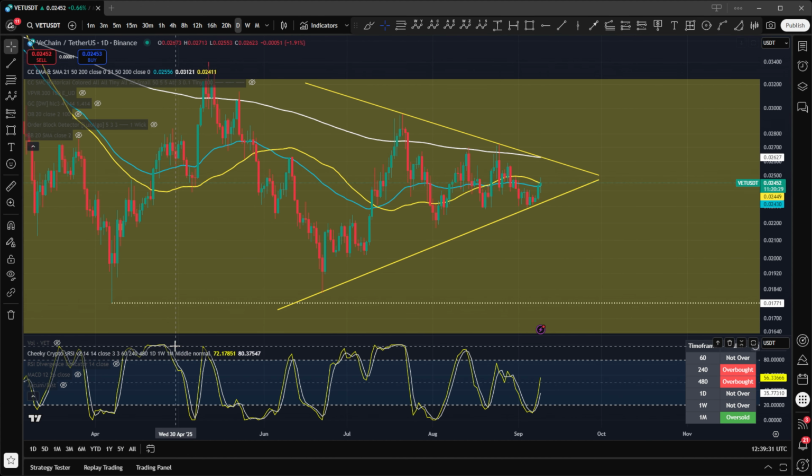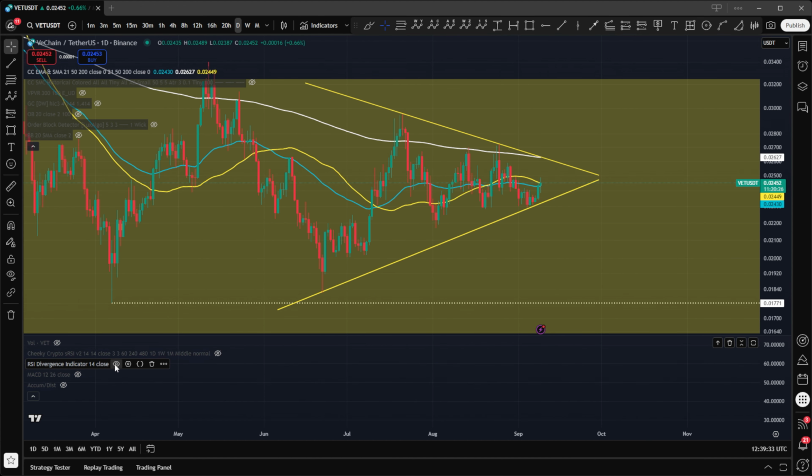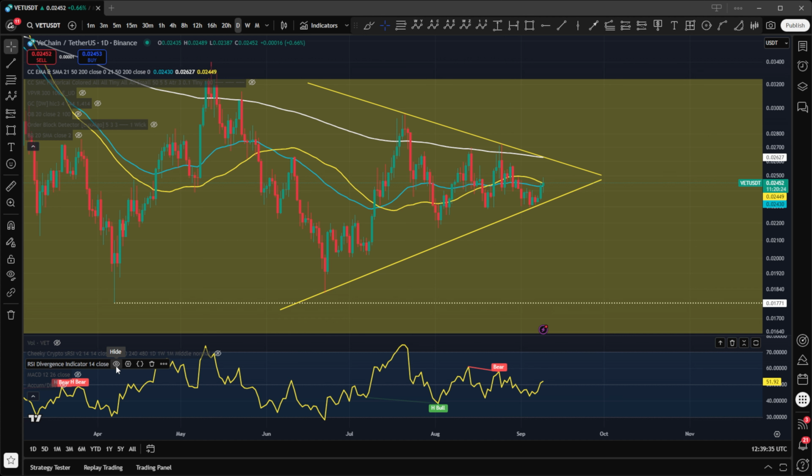downside. Now, if I turn off the stochastic variation and bring in the regular relative strength index, RSI, this is a divergence indicator.